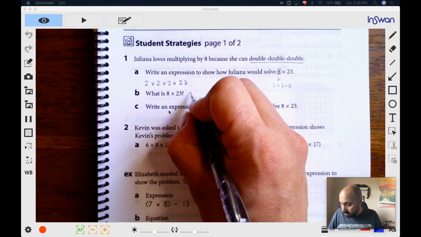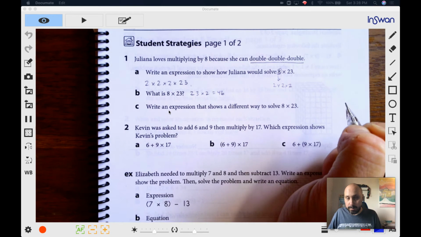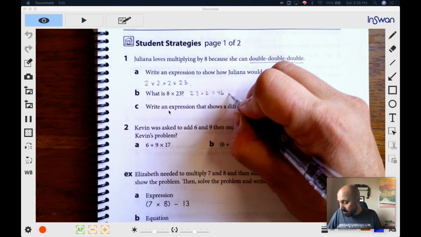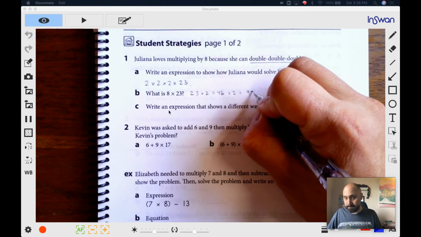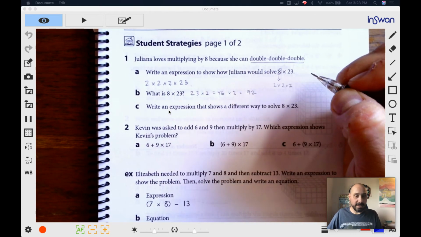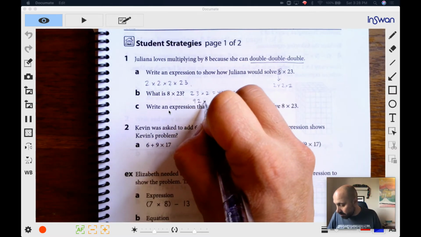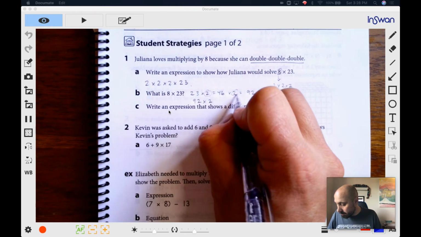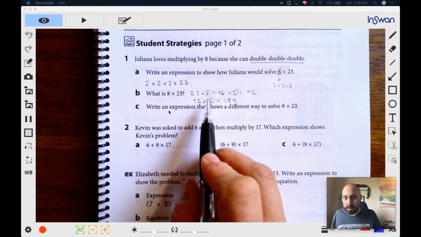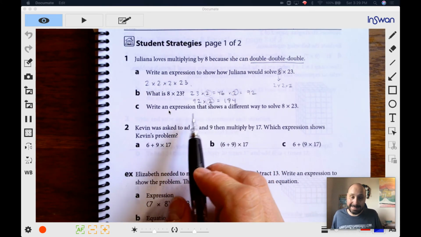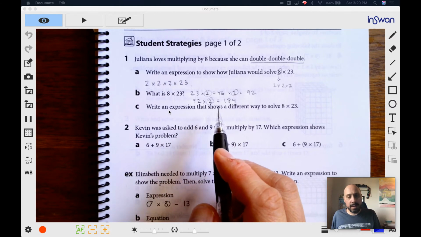So 23 times 2 is 46. There's one double. We're going to double 46 now, which is 92. And then we're going to double 92. I'm going to do it down here. 92 times 2. So we double, double, double is 184. So double, double, double. You can do that whenever you multiply something by 8. Okay? Write an expression that shows a different way to solve 8 times 23.